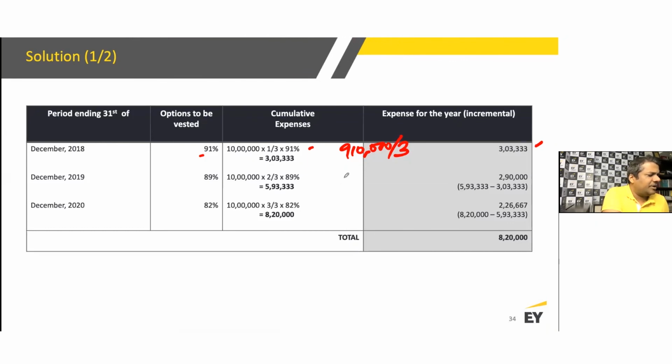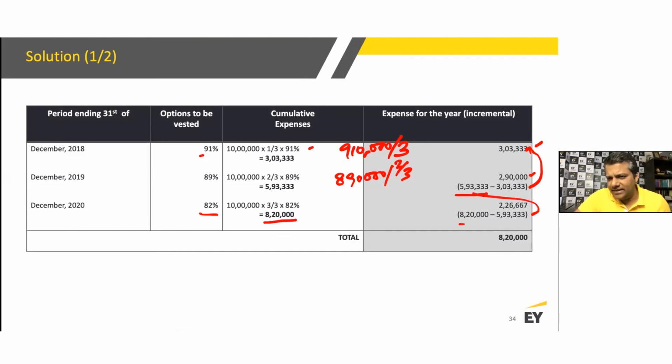Then I have 89%, meaning 8,90,000, multiplied by 2 by 3. That is what you will compute from that perspective. That's how you do the cumulative catch up. So my expense should be 5,93,333, and I've already recorded 3,03,333. So the difference, 2,90,000, I am going to record in year 2. Now in year 3, actual vesting is only 82%, so 18% have left. So my total cost will be 8,20,000. So 8,20,000 minus 5,93,333, which I have already recorded, that 2,26,667 is the incremental cost I am supposed to record in year 3.